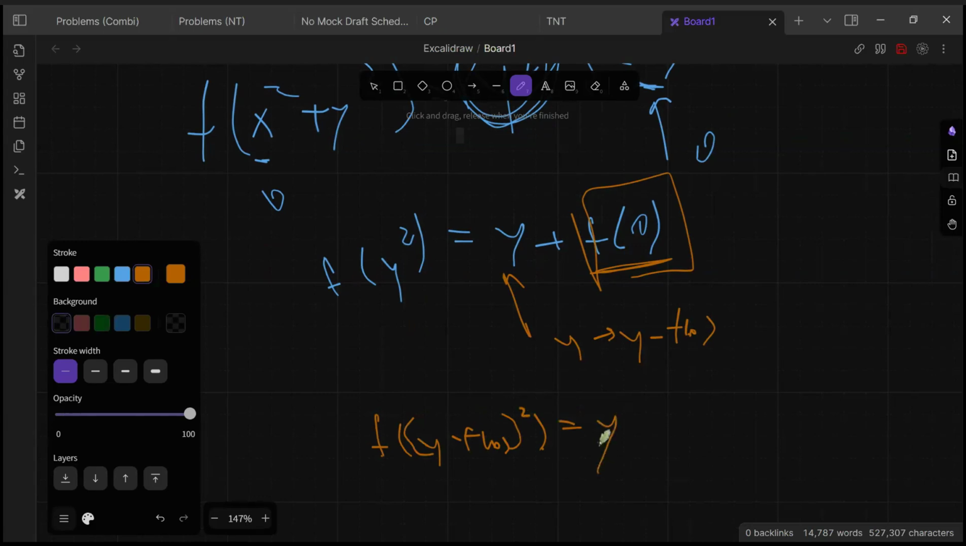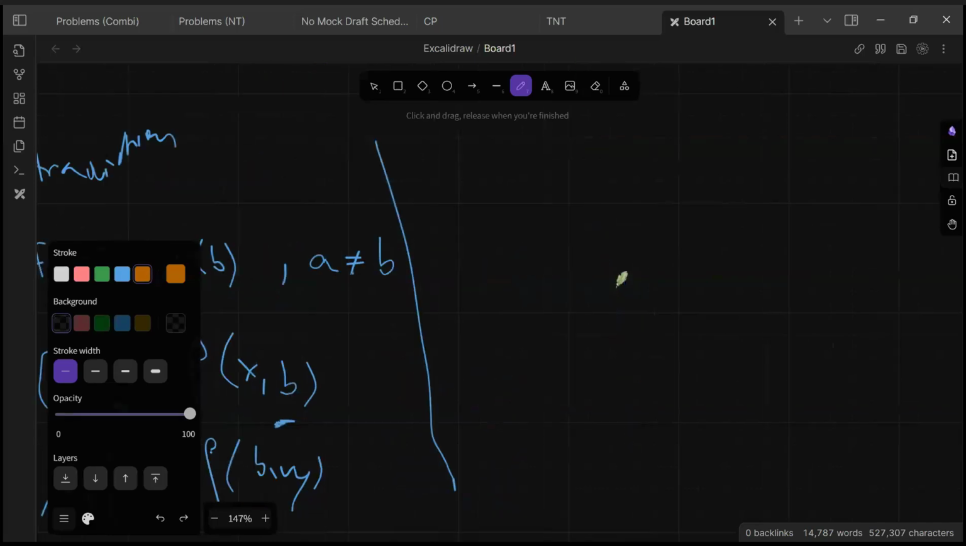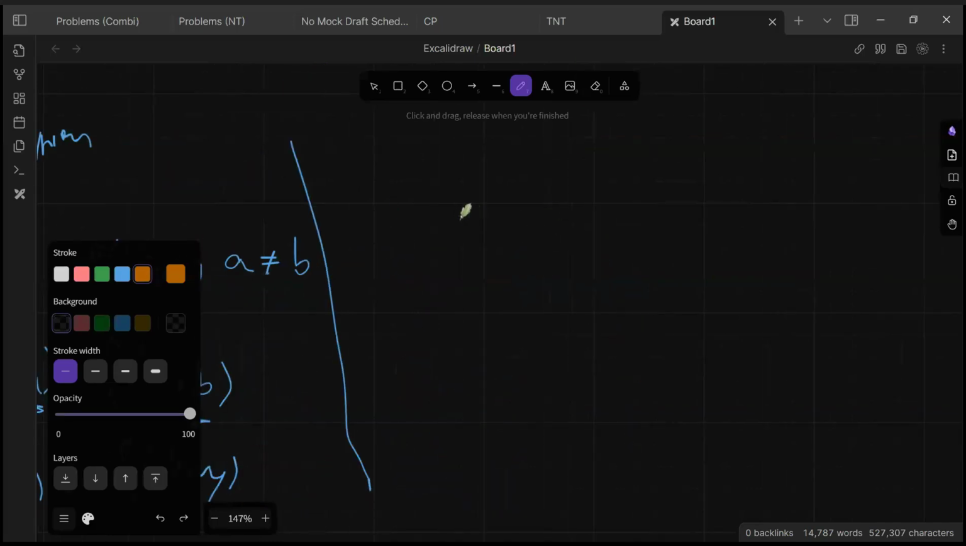This is equal to y. So all y can be achieved through this value of something, and I put the f on it. So this is how you prove surjectivity. Use of surjective again.